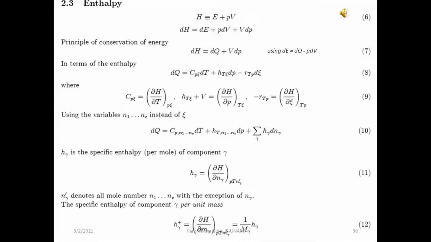Now, for convenience, let's define a new variable which we will call enthalpy. Enthalpy H will be defined as the internal energy E plus the pressure times the volume of the system. So therefore, dH would be equal to dE plus pdV plus vdP. Now we can write the previous equation as dH is equal to dQ plus vdP, using the fact that we have seen in an earlier slide that dE is just equal to dQ minus pdV, where dQ is the infinitesimal movement of heat.